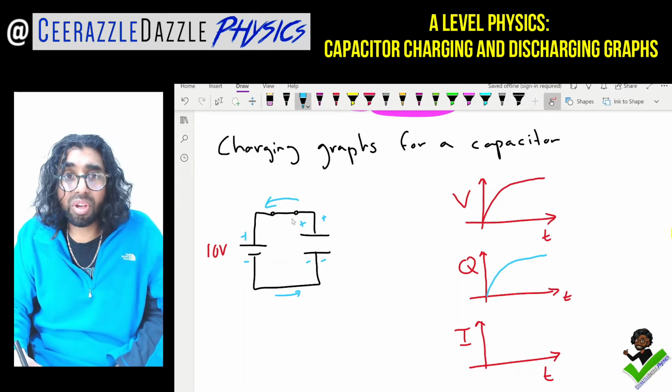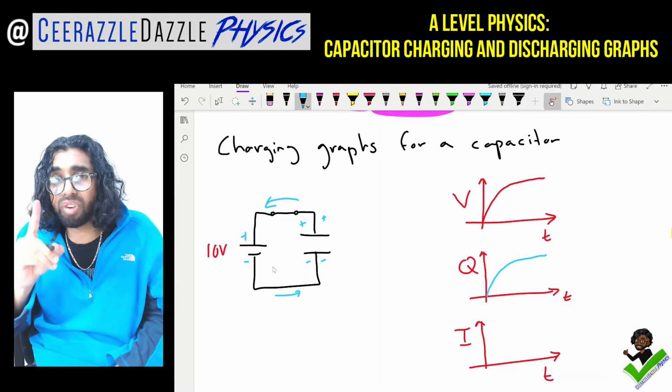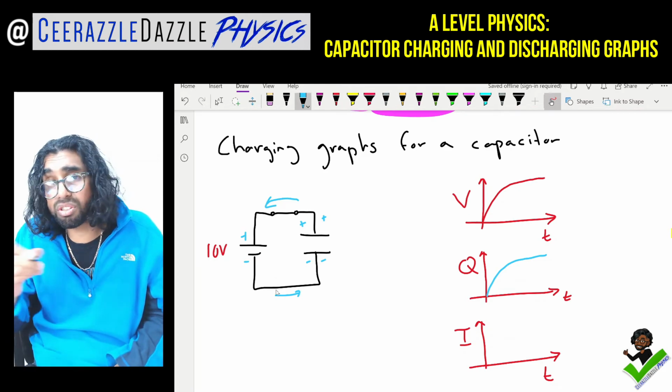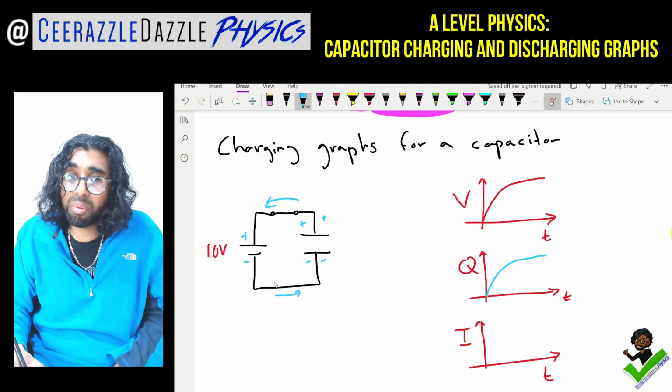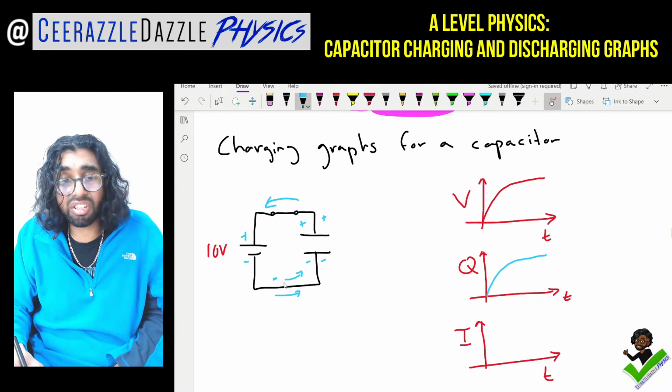But as time goes on, what's going to happen to the rate at which that charge is flowing? So what's going to happen to the rate of flow of charge? Is it going to flow faster or slower? Well, hopefully we can see that the more charged this terminal becomes, it's going to be harder to put another electron onto it. So obviously it's going to slow down.